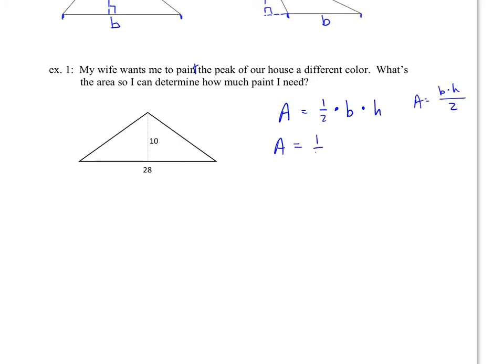Do we know our base? Yeah. What's our base? 28. 28. What's my height? Oh, 10. 10. We plug and chug the numbers into our calculator. 1/2 times 28 times 10. And we get A equals 140. You can check my work if you want.